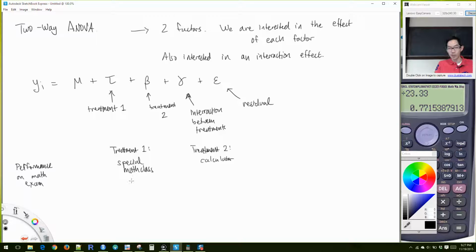Okay, so maybe this is plus 5, here's plus 3, but then there's an interaction that says somehow when combined, the effect is more or less than what we would have expected by just simply adding these together.